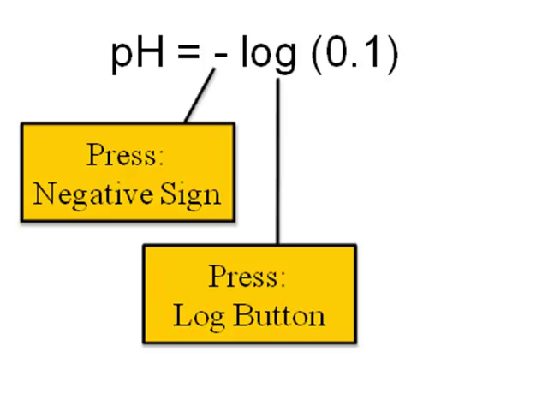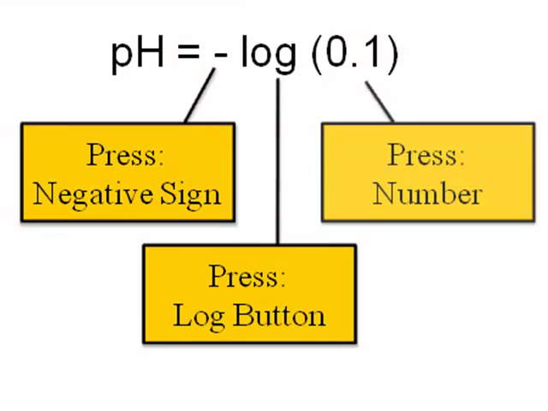After pressing your log button, this is where it's time for you to enter the number. In this case, our concentration of hydrogen ions is 0.1, so I'm going to enter 0.1. At that point, press equal. If your calculator works in this order, it should give you the answer 1. The pH of a solution that has a hydrogen ion concentration of 0.1 would be 1. If you got an error notice or some other thing happening to your calculator, try entering everything in the reverse.